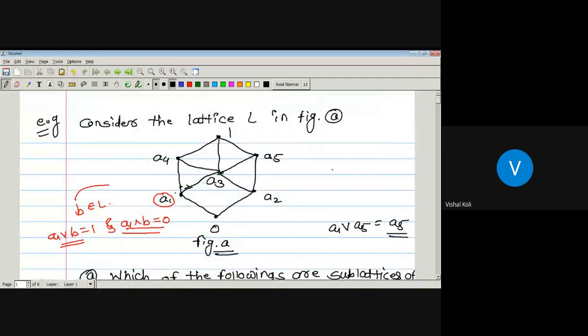Now here we have to find out one element belonging to lattice L having join with A1 is 1 and meet with A1 is 0. Whether such an element exists.